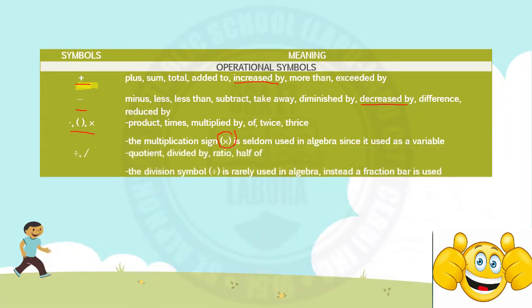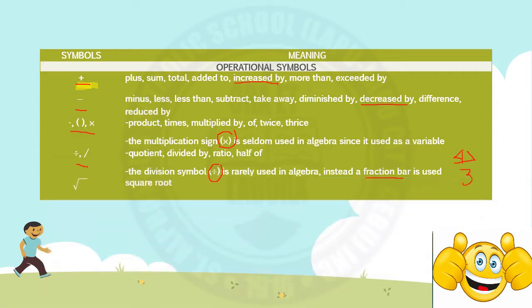For this symbol: divide, quotient, or divided by, the ratio, half of. This symbol is rarely used in algebra because instead of it, we use the fraction bar. This will be the fraction bar. Example, 4 over 3. And this will be the symbol for the square root.